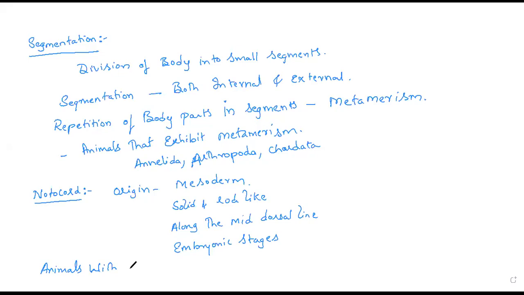Animals with notochord are called chordates. Animals without notochord are called non-chordates. So this completes the introduction part of the animal kingdom.